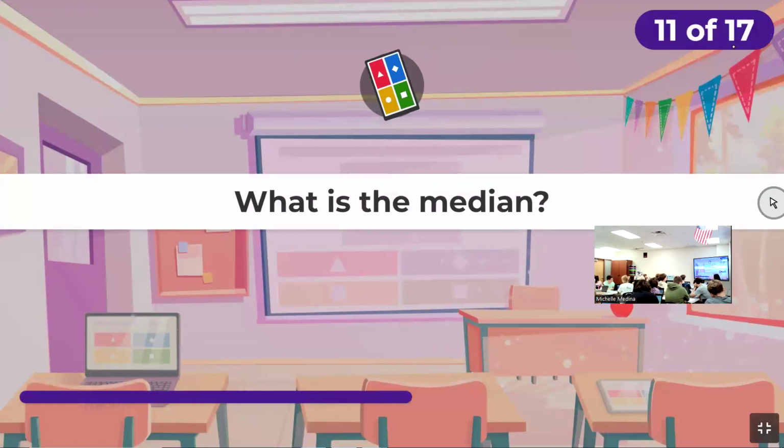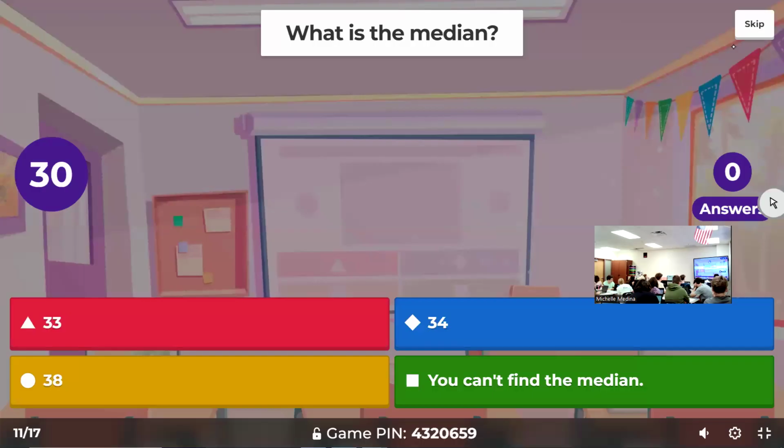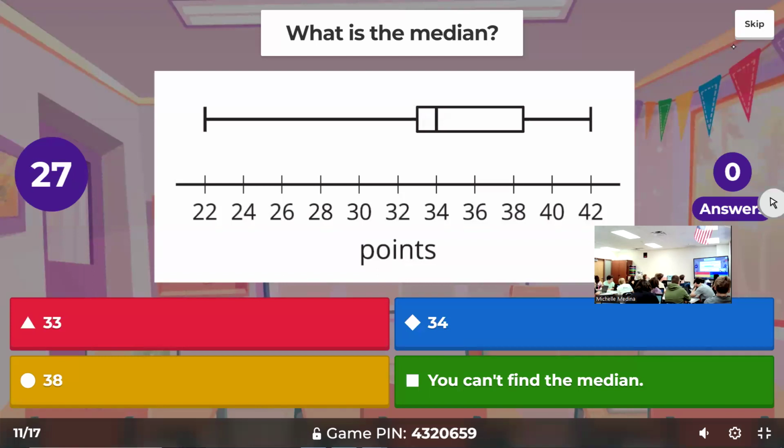All right, what is the median of this box plot? What is the median?